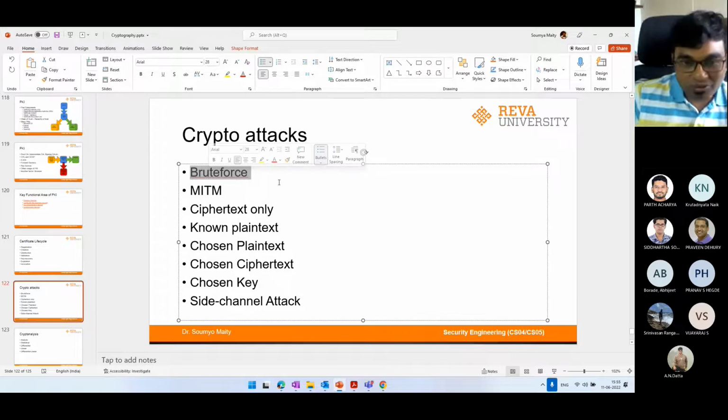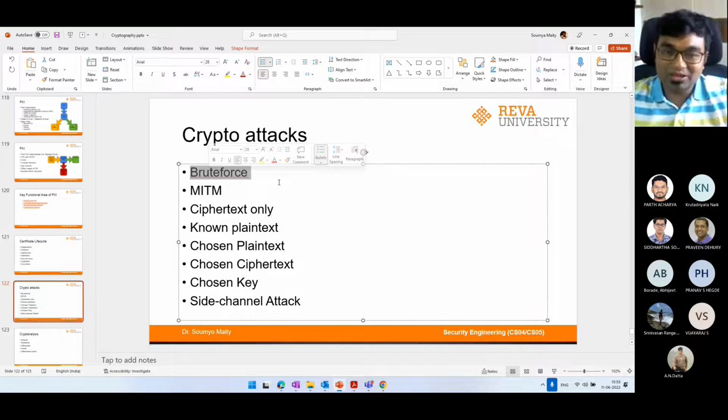But not always mathematics. There are some engineering ways to attack cryptography. Brute force, just the way the rainbow table attack is made. I'm just creating a hash for all possible strings in the world. That is a brute force. Man in the middle attack. Yes, it is.